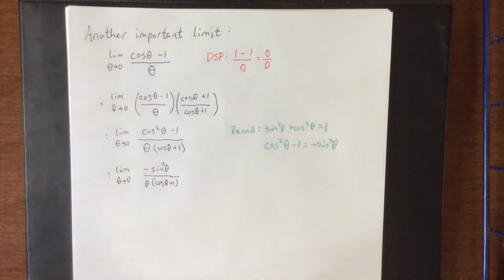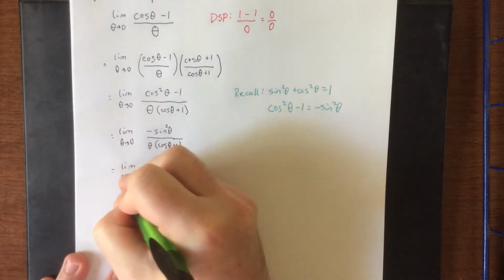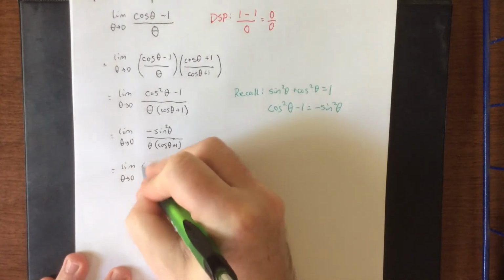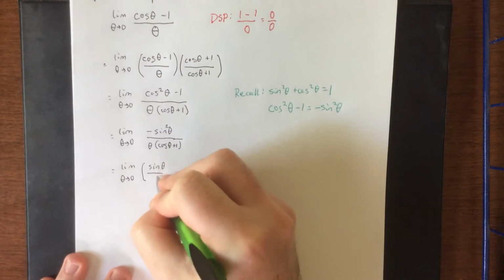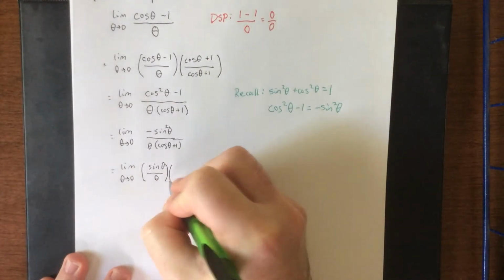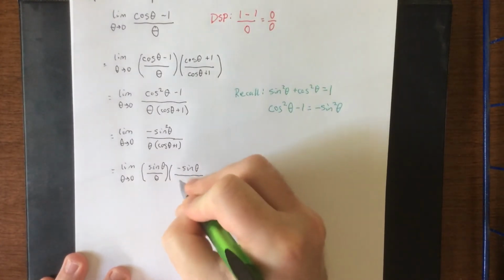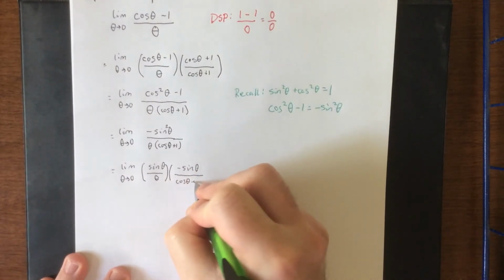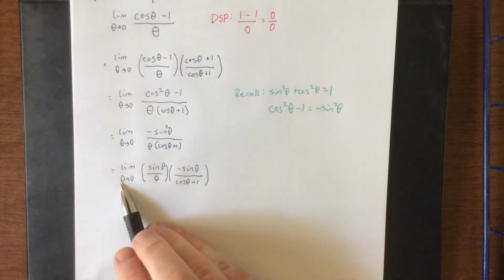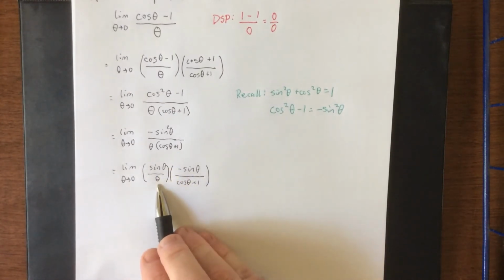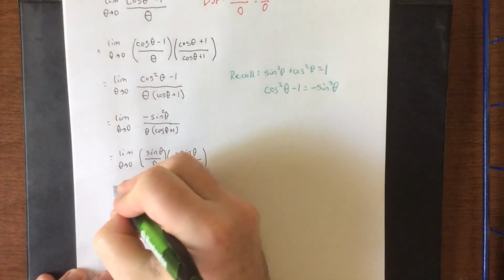Now at this point, I am going to separate this into two different expressions, or rather the product of two different expressions. One of those expressions, I'm going to borrow one of the factors of sine of theta from the numerator and put that over the theta that's in the denominator. Then I'll take the remaining negative sine of theta and put it together with the cosine of theta plus 1 that's in the denominator. The reason that I do that is because the limit as theta approaches 0 of the sine of theta over theta is the limit that we derived in the previous video. That is going to go to 1.